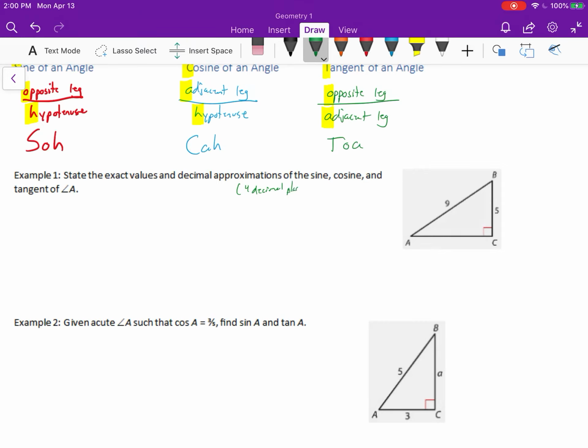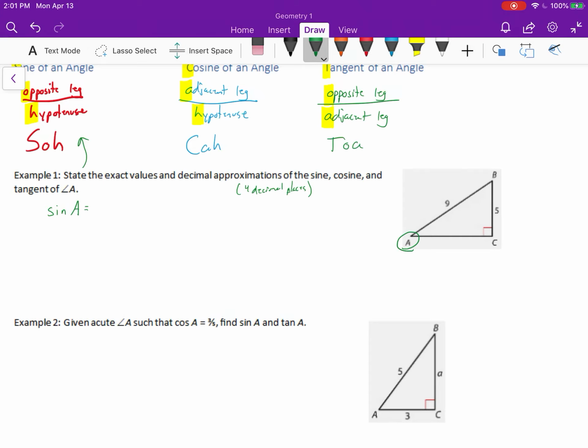So this says state the exact values and decimal approximations, and we're going to go to 4 decimal places, which is 10,000ths, for sine, cosine, and tangent of angle A. All right, so we're looking at angle A because opposite and adjacent are with respect to a certain angle. So we want sine of A. We abbreviate that just with SIN.